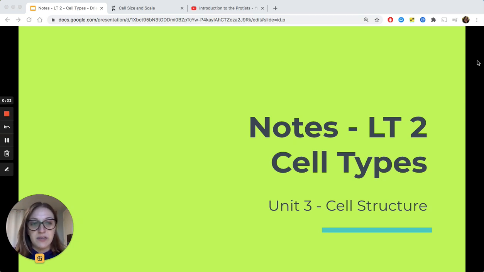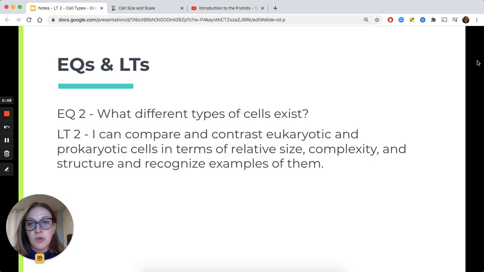Today we are going to be learning about learning target 2, which is essentially about different types of cells. Your essential question for today is what different types of cells exist. And learning target 2 says you should be able to compare and contrast eukaryotic and prokaryotic cells in terms of their relative size, their complexity, and the structure, and recognize examples of them.